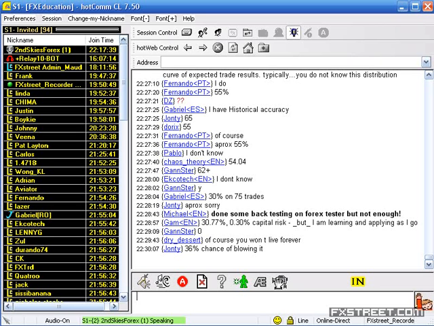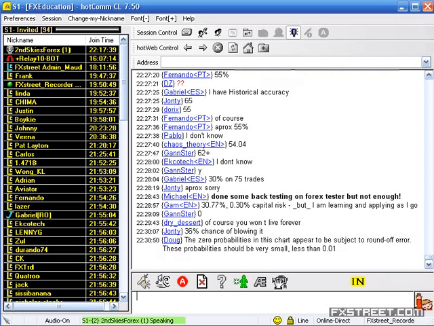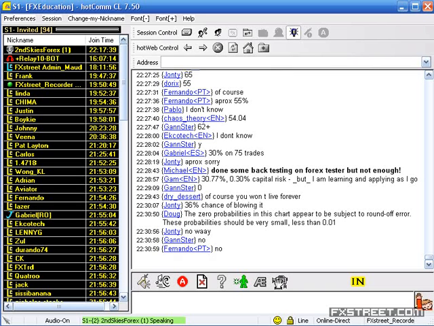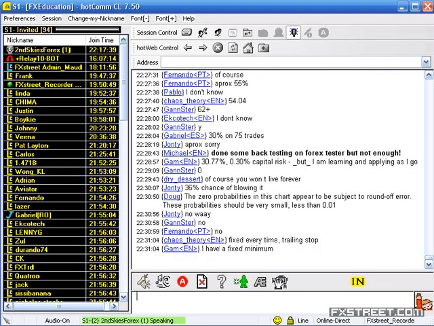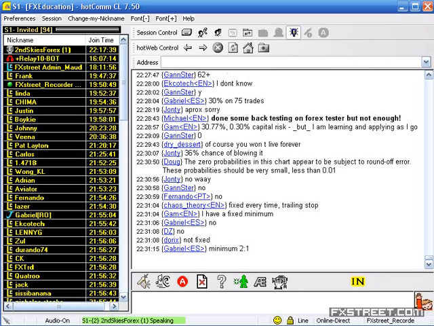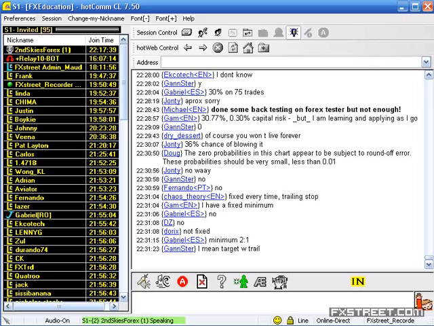Now, here's an interesting question you should be asking. For those of you that know, let's see, Jonty, Dorix, Fernando, Chaos, Ganster, Gabriel. Okay, you and Gam, you guys know exactly your accuracy ratios, which is a very good step. Now, let me ask you this. Are your targets fixed? Or is it a fixed target every single time? You know, it's exactly 50 pips, or it's exactly this, or it's exactly that. Okay, Jonty says no, Ganster says no, Fernando says no. Okay. Chaos Theory says fixed every time, trailing stop. Very good. Gam says I have a fixed minimum. Excellent. Now here's an interesting question for those of you that know it's fixed, and for those of you that don't know it's fixed.